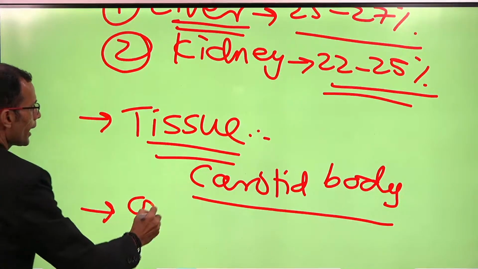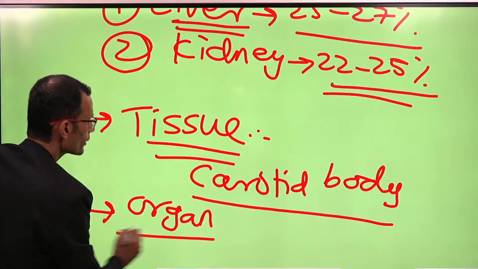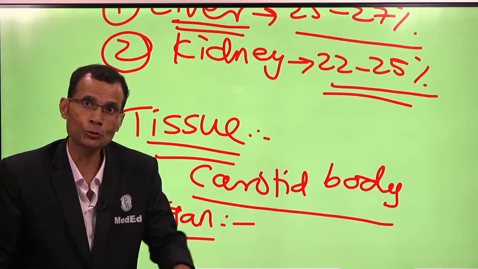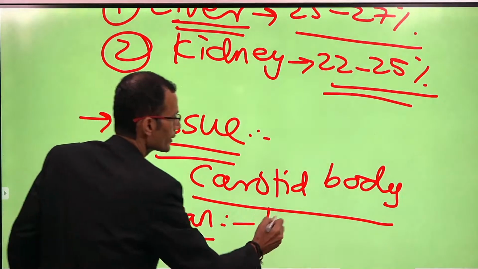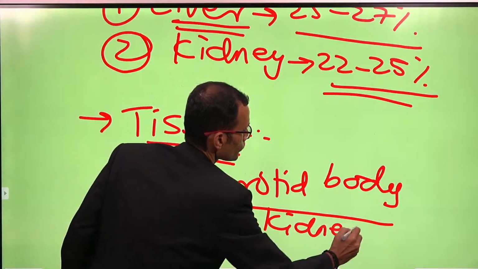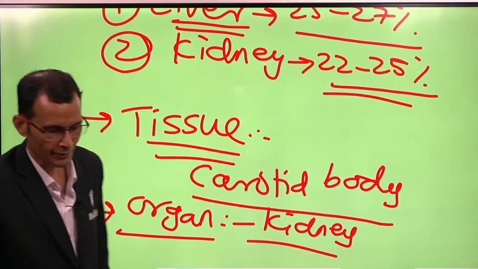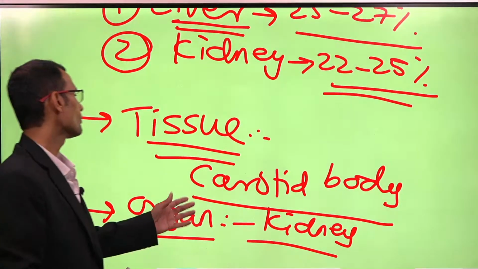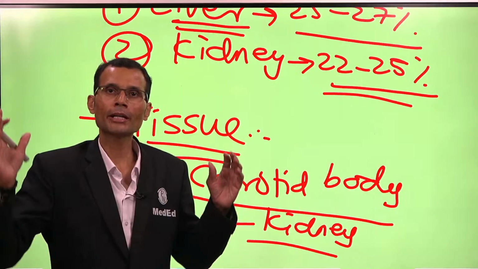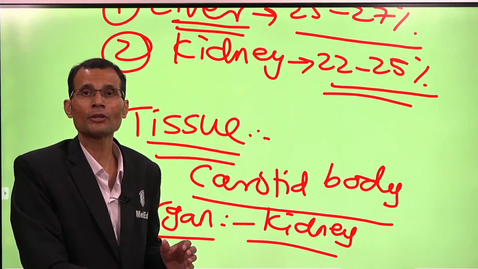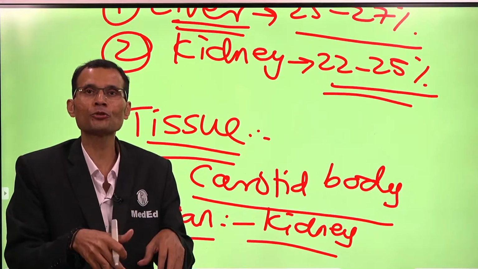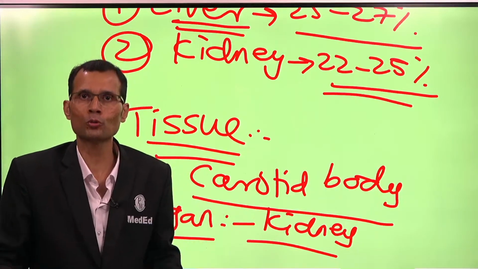Or if they ask you what is the organ that receives maximum blood flow per 100 gram of its tissue per minute, then the answer is kidney. So yes, the answer was given as kidney by Chinmay, and that's the right answer. Kidney is a small organ, but 25% of cardiac output is going to it, so obviously it will have maximum blood flow per 100 gram of tissue.